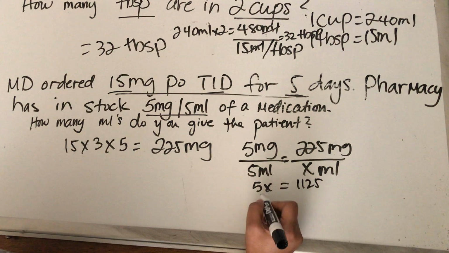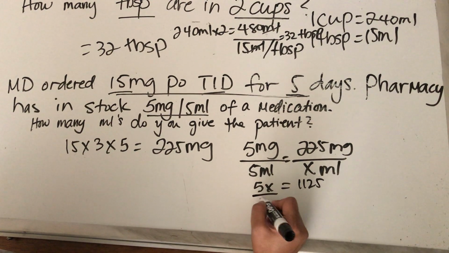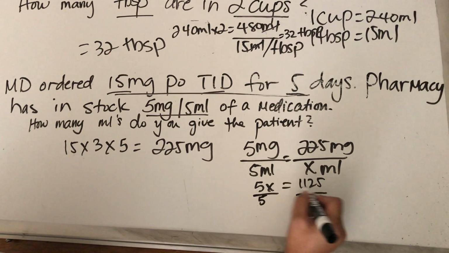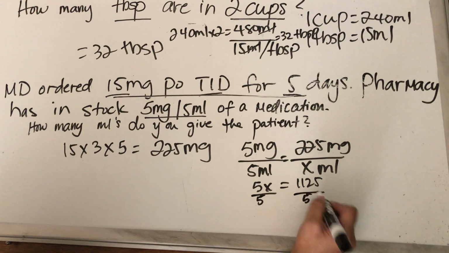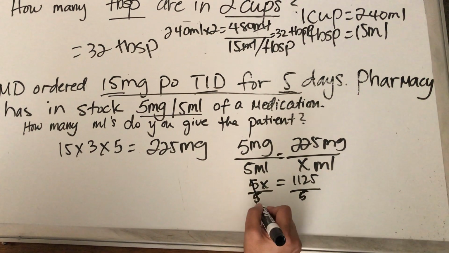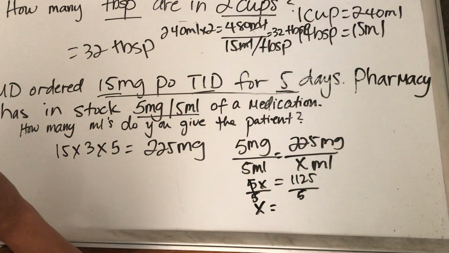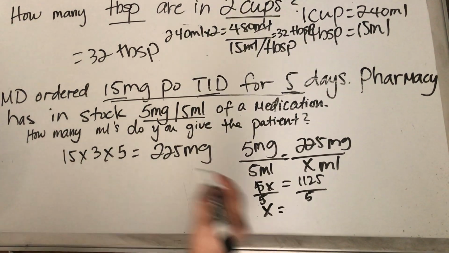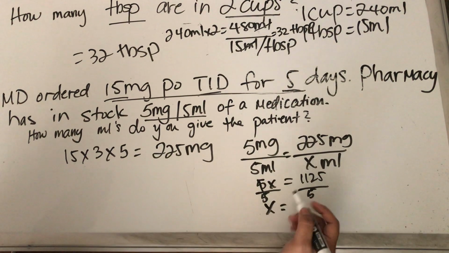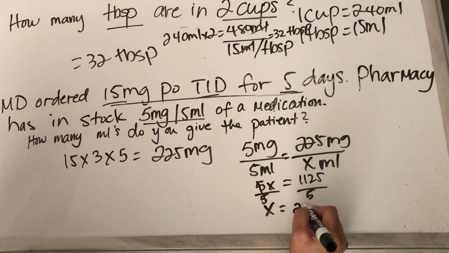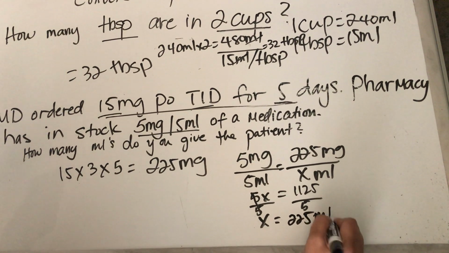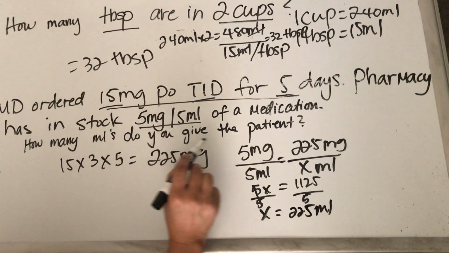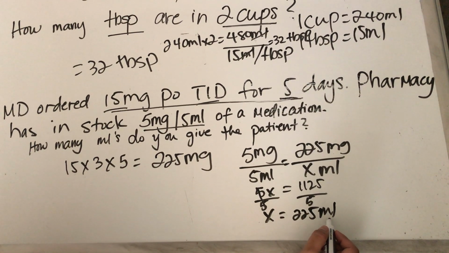You're going to get x by itself, so you have to divide it by that number next to x, so that's 5. If you do it on this side, you must do it on this side. So that cancels out, and you're left with x. And then you're left with 225 milliliters. So total the patient's taking is 225 milliliters.